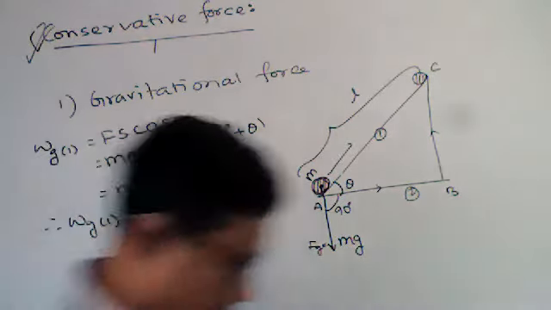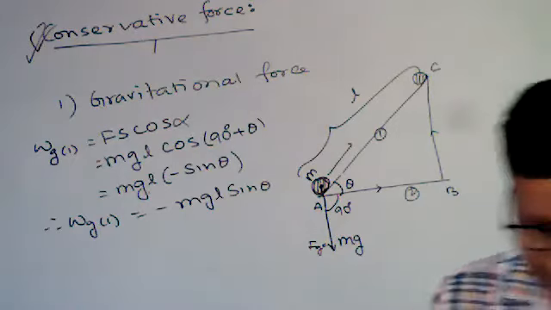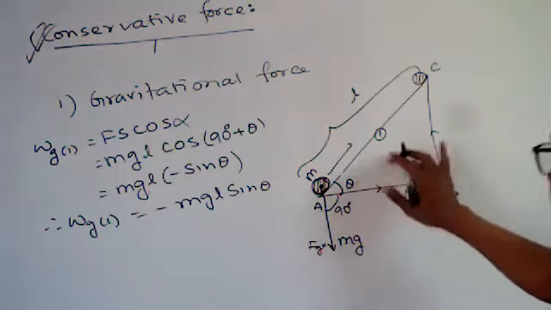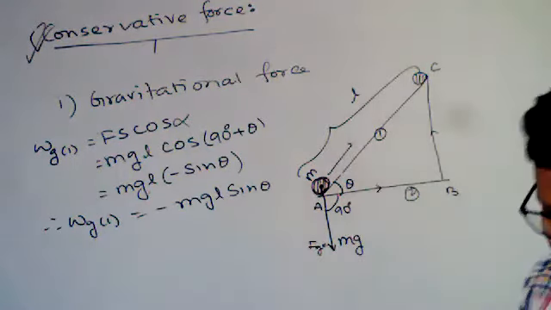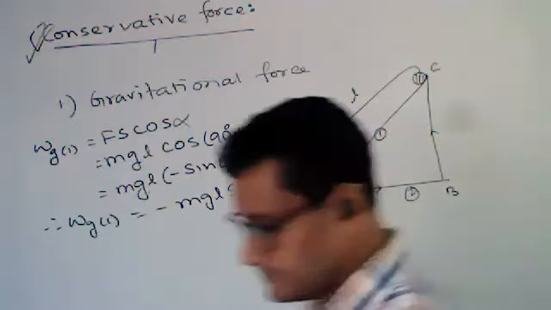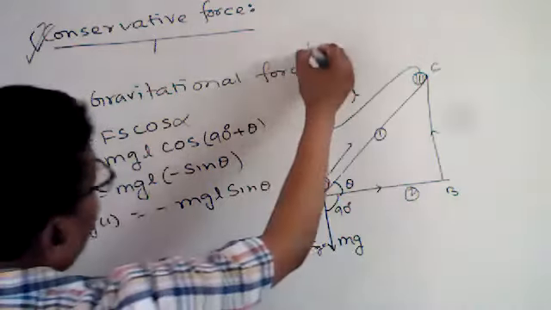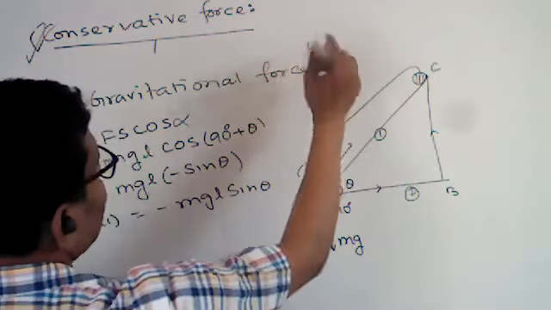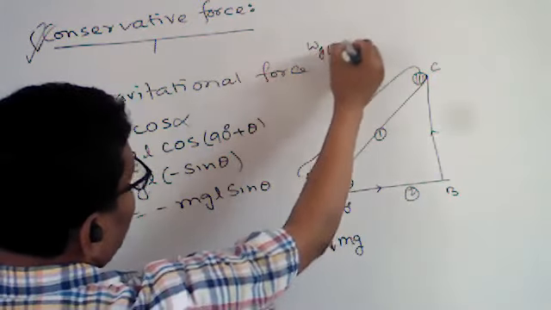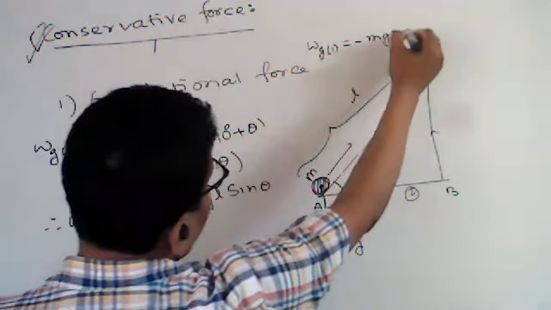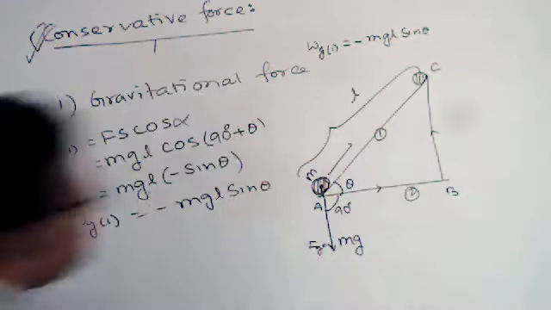So W_g for path 1 will be minus mgL sine theta. Okay. For path number 1, the work done by gravitational force is minus mgL sine theta.